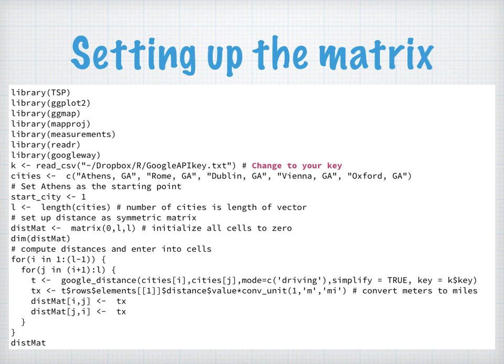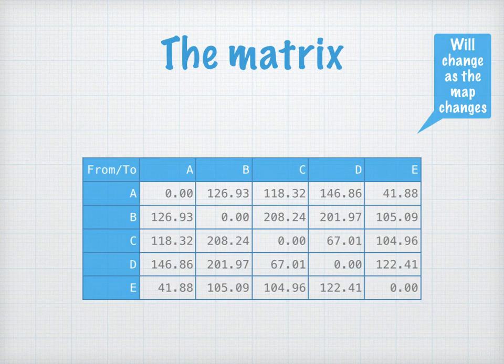Copy and paste this code into RStudio and execute it and have a look at the distance matrix. Here's a distance matrix I computed for the 5 cities. Yours might be a little different because Google continually updates its map and maybe changes the algorithm for computing the distance between 2 cities.